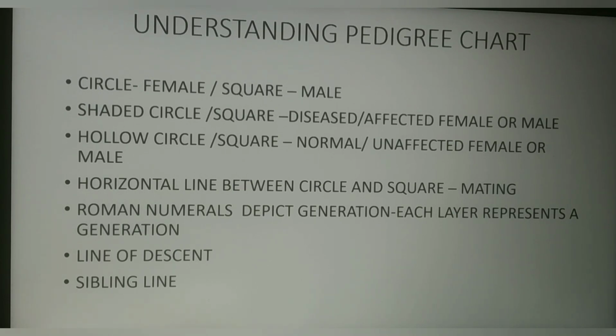A hollow circle or unshaded circle or square represents the normal or unaffected female or male. The horizontal line between the parents represents mating. The Roman numerals depict the generation. So in this pedigree chart, we can see two generations.